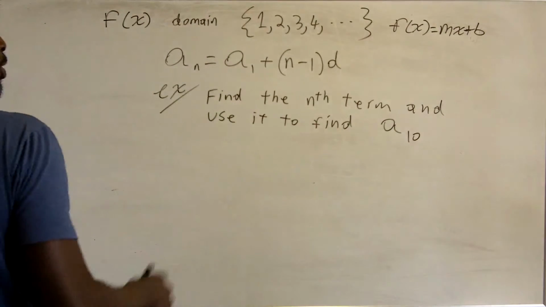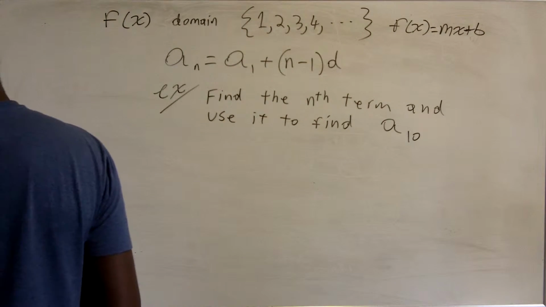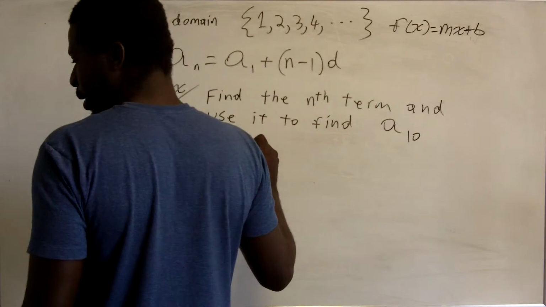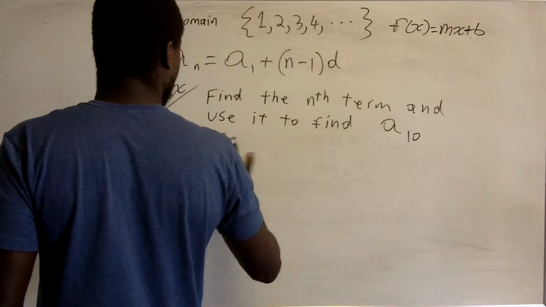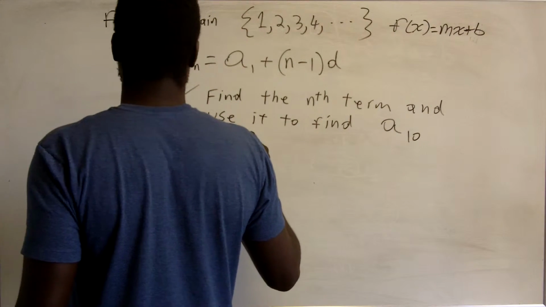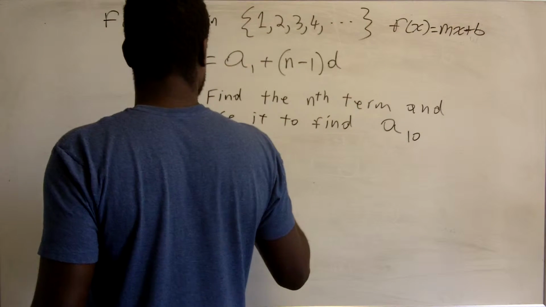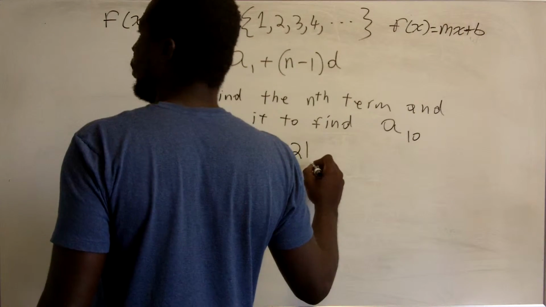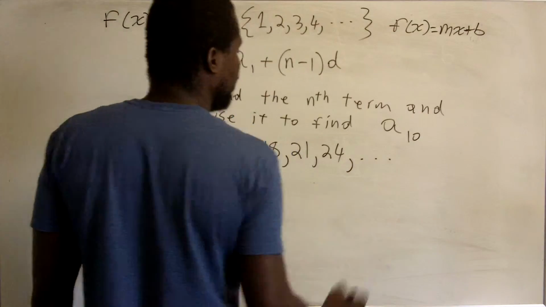Okay, so find the nth term and use it to find the tenth term. All right, so let's see. Let's use this one here where we know 15 is the first term, 18 is the second term, 21 is the third term, and 24 is the fourth term, and it continues on like this.